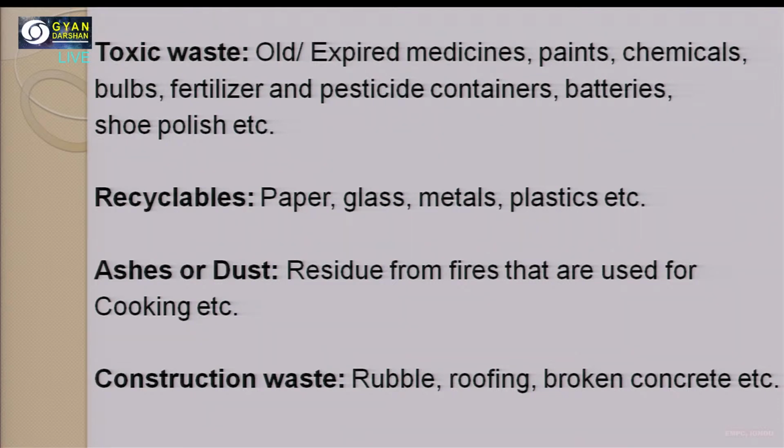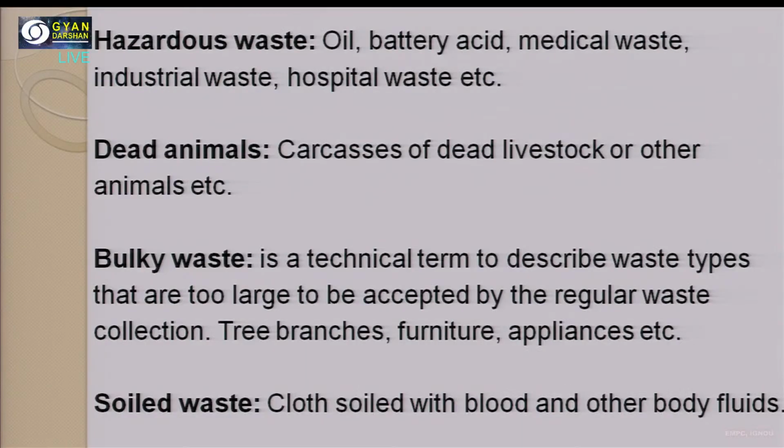These are toxic in nature because, suppose someone consumes them or their skin is exposed to this waste, there may be some health hazard or harm. Recyclable waste includes paper, glass, metals, plastic, etc. Ash or dust is the residue from fires that are used for cooking and other burning. Whatever residue remains there is the ash. Construction waste includes rubble, roofing, broken concrete, etc. Hazardous waste includes oil, battery acid, medical waste, industrial waste, hospital waste.